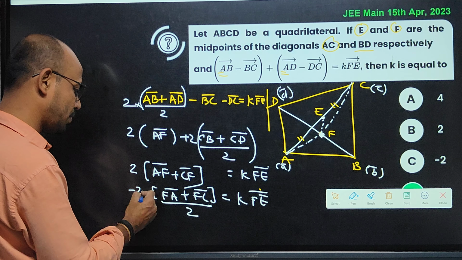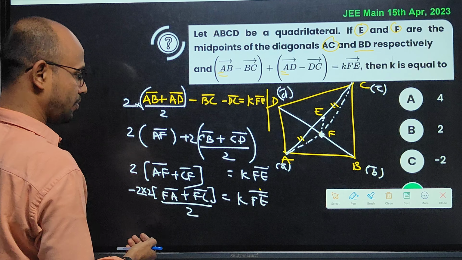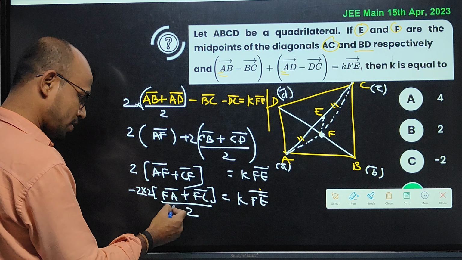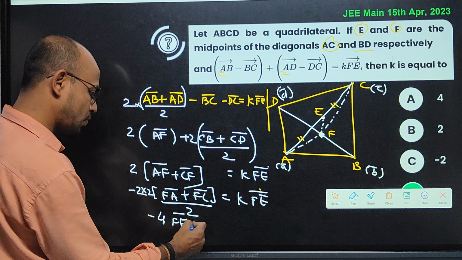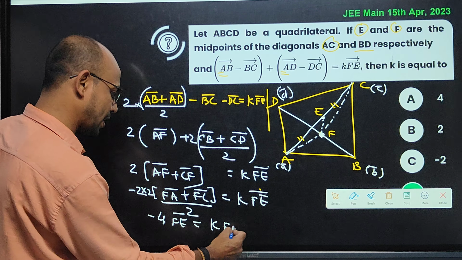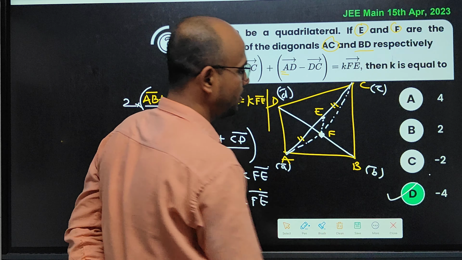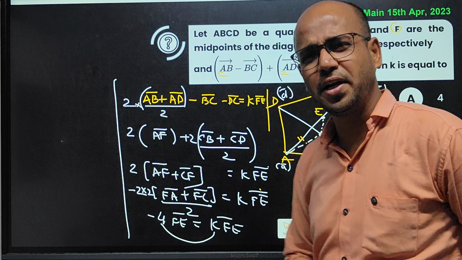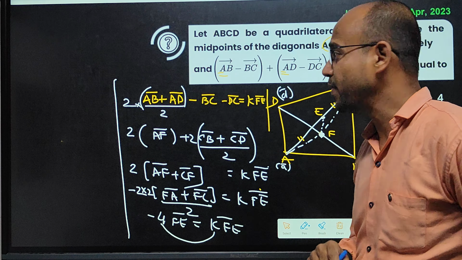This is multiplied by 2 into 2. So finally this entire thing boils down to what? As you can see, 2 2s are 4. So this entire thing is minus 4 times FE. So minus 4 times FE is K times FE. So we can see, comparing both sides, K comes out to be how much, guys? K comes out to be minus 4. So this is how, simply by using the concept of the internal division formula, we have solved such a question which has appeared in JEE Mains.